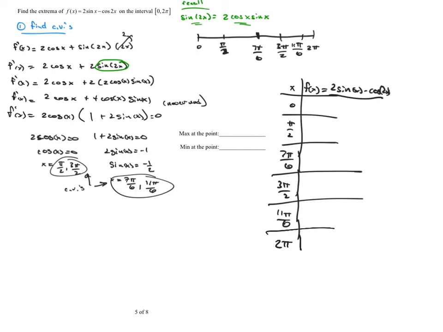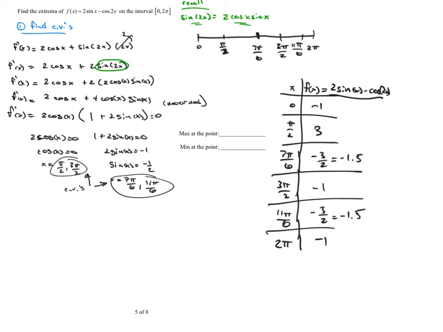I'm going to start typing in 0 and hit enter, and I get a negative 1. I'm going to type in pi divided by 2, enter, and I get a 3. 7 pi divided by 6, enter, and I get a negative 3/2, or a negative 1.5. I'm going to type in 3 pi divided by 2. I'm getting a y value of negative 1. I'm going to type in 11 pi divided by 6. Enter. I get a y value of negative 3/2, which is negative 1.5 again. And I type in 2 pi. Enter. And I get a y value of negative 1.